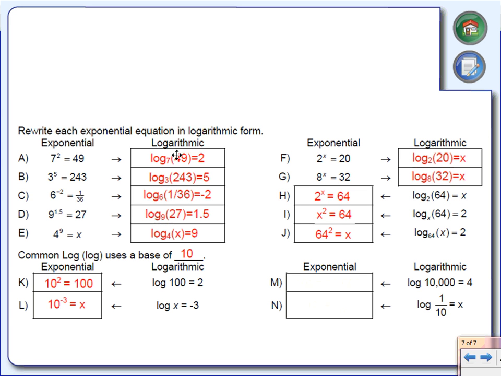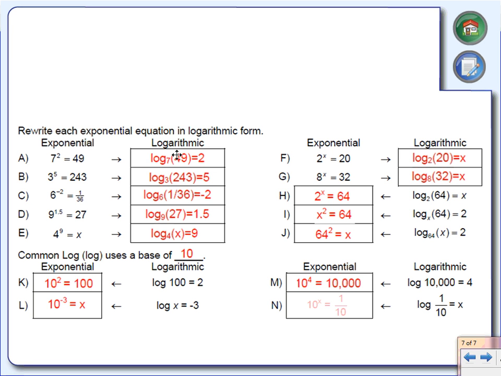M. How do I write that as an exponential? 10 to the fourth power equals 10,000. Very good. Isn't that true? 10 to the fourth power equals 10,000. And then the last one, how's that last one going to look? 10 to the x power equals 1 over 10.